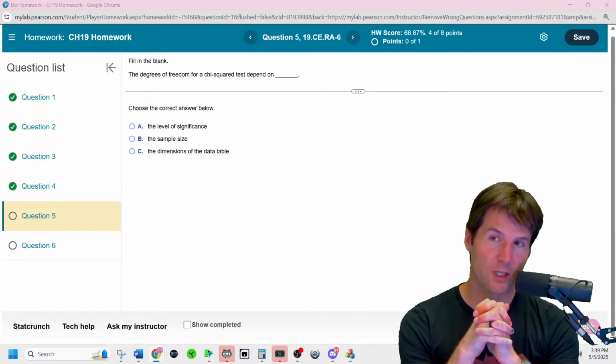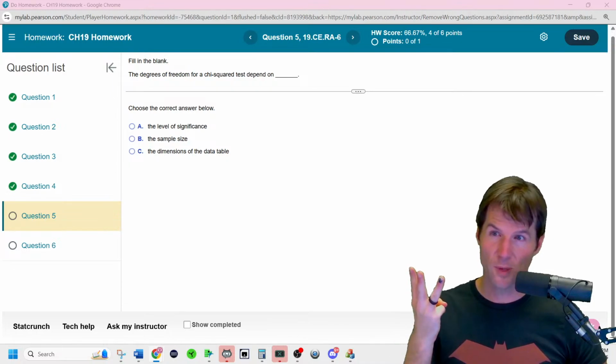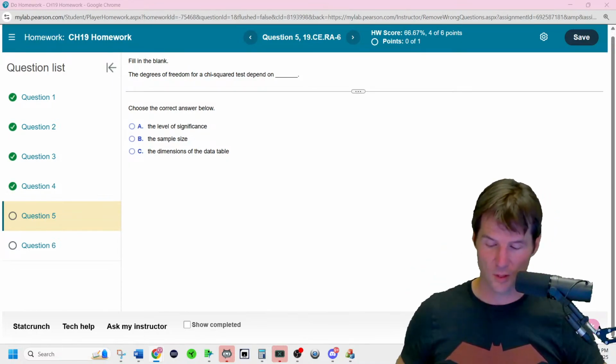The degrees of freedom for a chi-squared test of independence are based on the dimension of the data you're working with. Remember, we said this is a 3 by 3. You just drop one finger. 2 times 2, it's 4. The formula is row total times column totals over grand total.